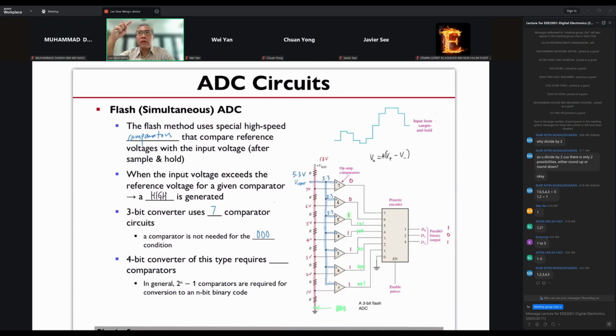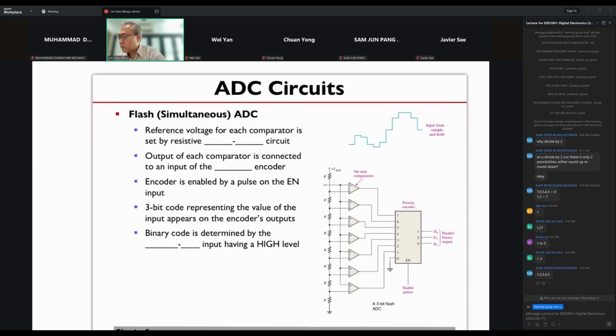Let's say the signal that comes in is 0.1 volt. Then it will automatically be 0, 0, 0 in the output. Now in this case, if I want a 4-bit converter, I will need 15 comparators, 2 to the power of 4 subtract 1. Okay, so this is the flash ADC.